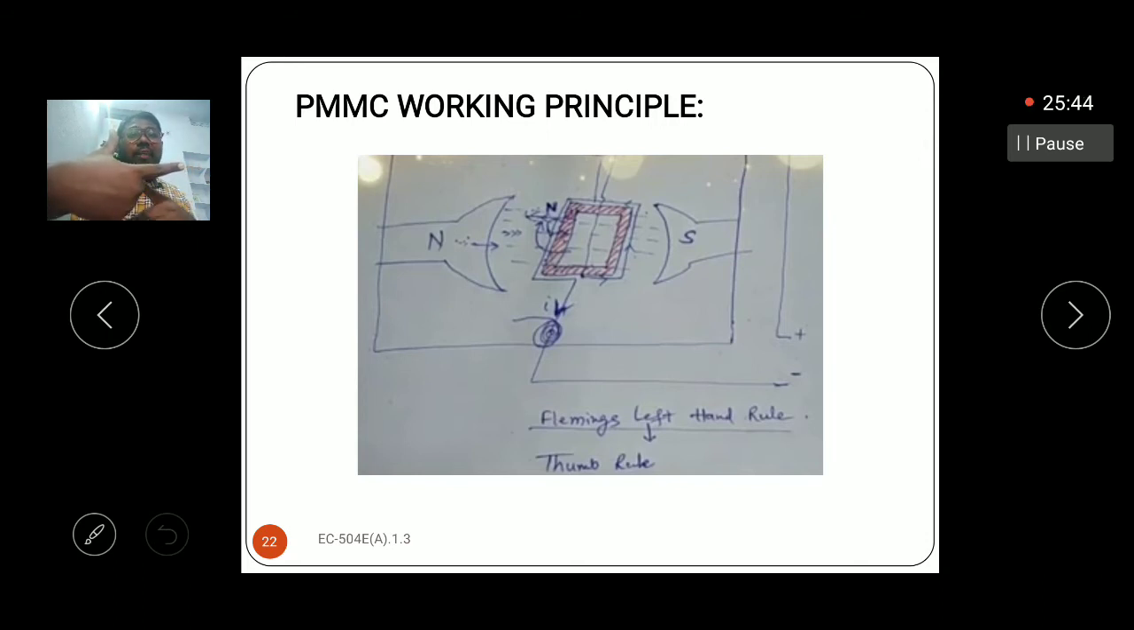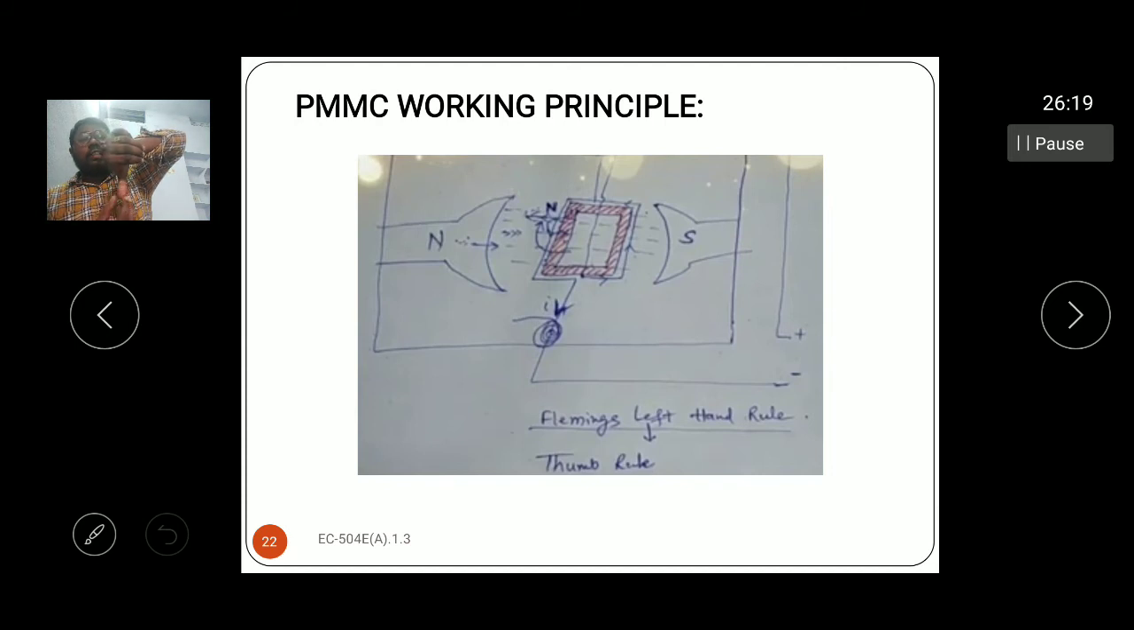Based on the Fleming left hand rule, the magnetic field, the current direction, and the moving of the coil, all three parameters are mutually perpendicular to each other. Here the coil is moving like that. In this hand, the fingers are closed, so these fingers are like the coil, and this is the rotation of the coil.